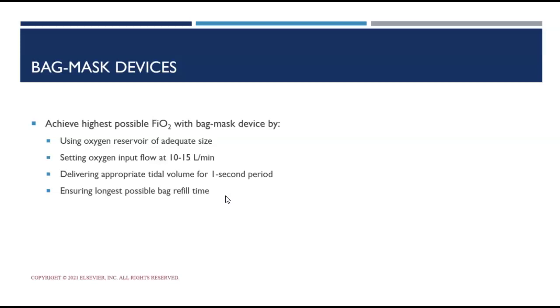A couple of reminder tips that we talked about already about bag mask devices is to achieve the highest possible FiO2. You need to have some type of oxygen reservoir on the bag. You need to be using high enough flows on your O2 flow meter, so 10 to 15, so you turn it all the way up. You need to make sure you're not using excessive tidal volumes, and you need to be delivering them slowly. And you want to make sure that you're not hyperventilating the patient, because as you squeeze that bag really fast, you're not giving that bag time to refill with oxygen, and your FiO2 is going to decrease.